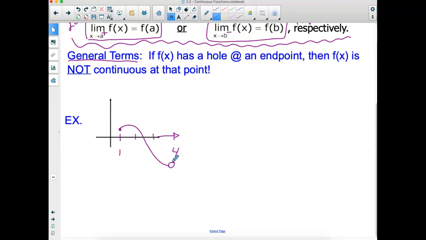Okay, notice the right endpoint is an open circle, therefore this is not continuous at x equals 4 in this case. Okay, it's not continuous at x equals 4.